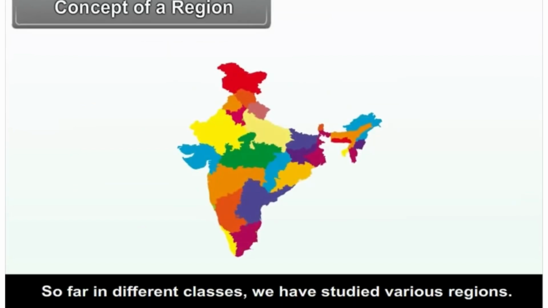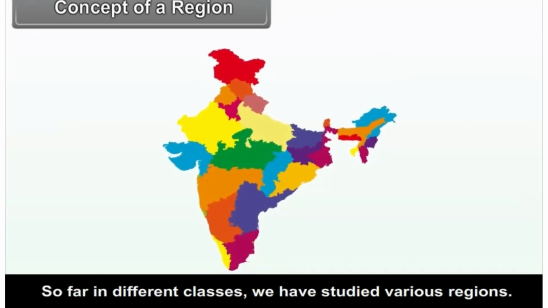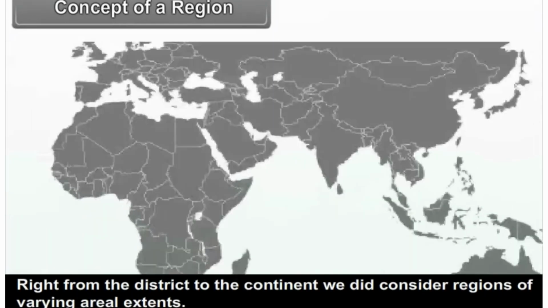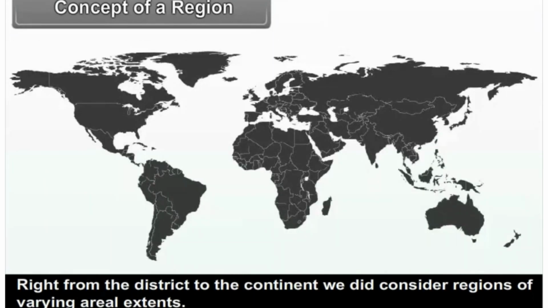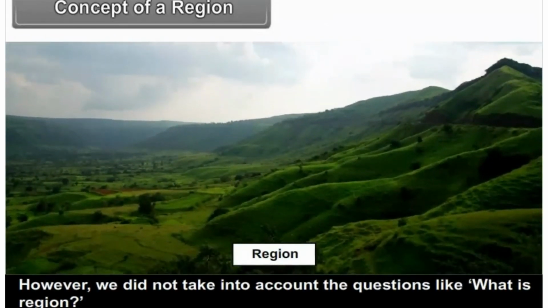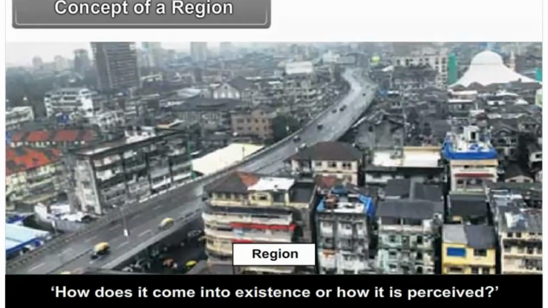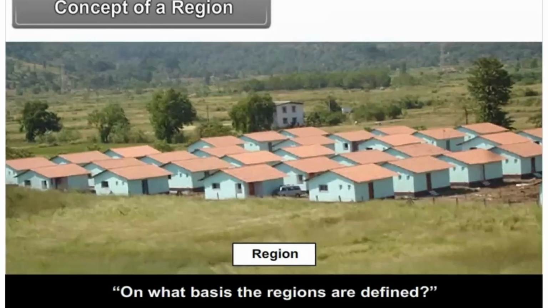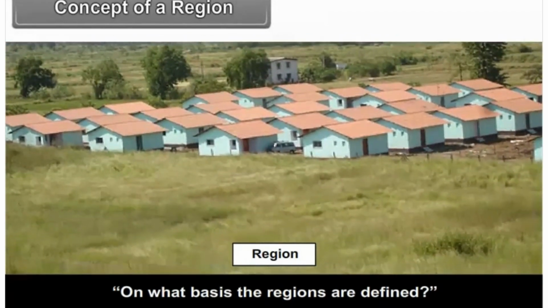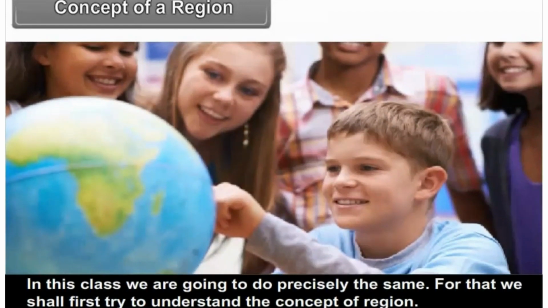Concept of region. So far in different classes, we have studied various regions. Right from the district to the continent, we did consider regions of varying areal extents. However, we did not take into account the questions like, what is a region? How does it come into existence? Or how is it perceived? On what basis the regions are defined? In this class, we are going to do precisely the same.